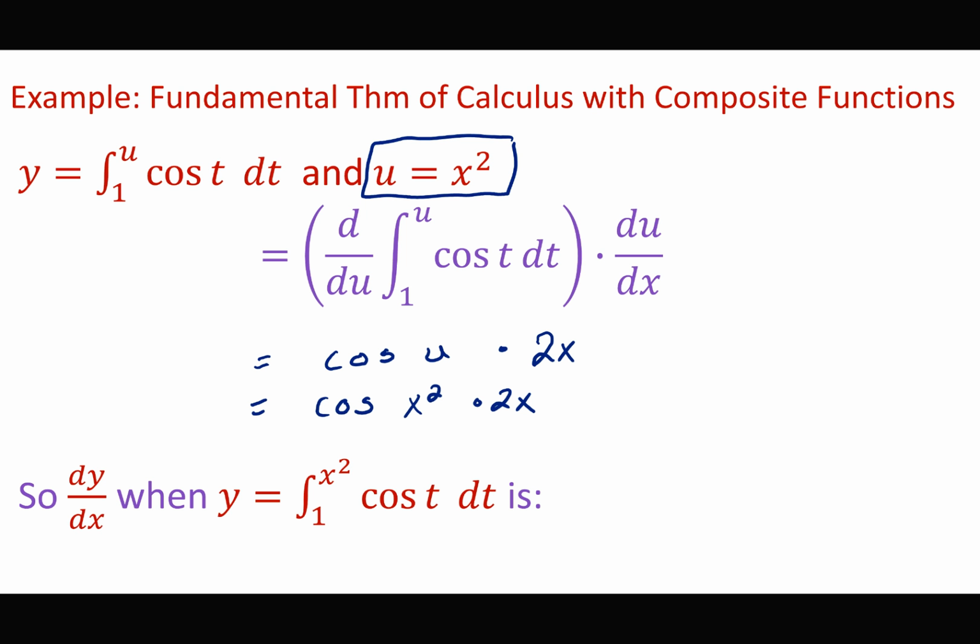So the initial problem we were asked, what is dy/dx when our y is the integral from 1 to x squared of cosine of t dt, is 2x cosine of x squared. That is the final answer.